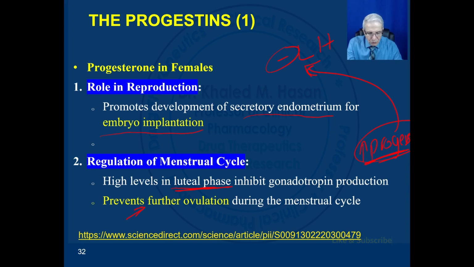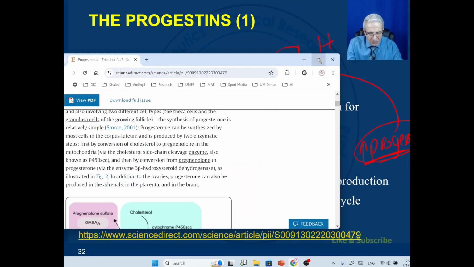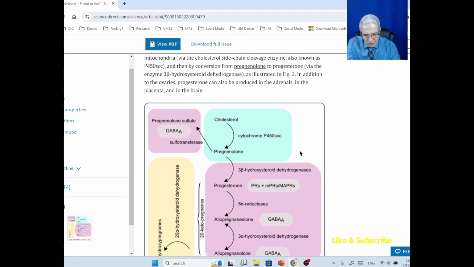Again, we need to remind you that the main source of progesterone is cholesterol. If you look at the image from the website, you can see the main source of progesterone is cholesterol. Then we have pregnenolone, then progesterone. You can see the enzymes cytochrome P450 and 3-beta hydroxysteroid dehydrogenase, and this will lead to the formation of progesterone.